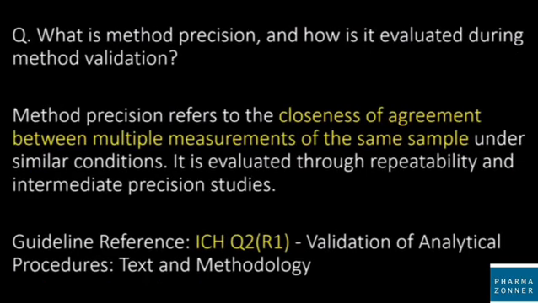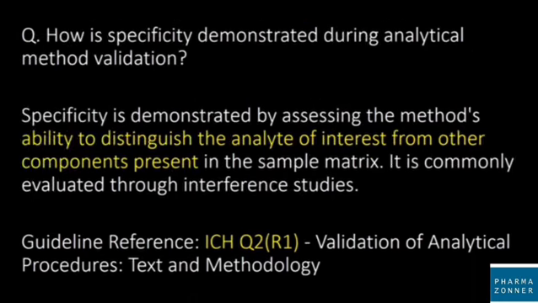What is method precision and how is it evaluated during method validation? Method precision refers to the closeness of agreement between multiple measurements of the same sample under similar conditions. It is evaluated through repeatability and intermediate precision studies. Guideline reference ICH Q2. How is specificity demonstrated during analytical method validation? Specificity is demonstrated by assessing the method's ability to distinguish the analyte of interest from other components present in the sample matrix. It is commonly evaluated through interference studies. Guideline reference ICH Q2.